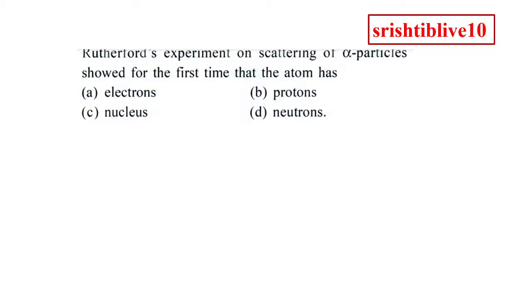This is the first question, and the question is: Rutherford's experiment on scattering of alpha particles showed for the first time that the atom has option A, electrons, protons, nucleus, and neutrons.